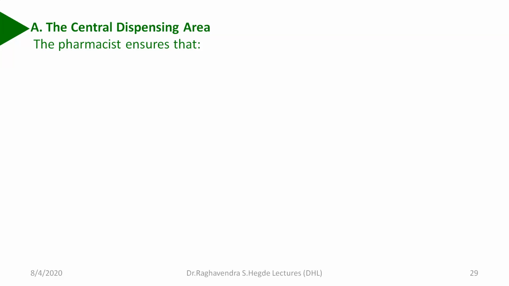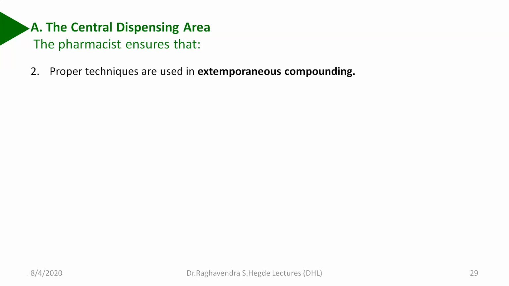Now coming to the central dispensing area, the pharmacist ensures that proper techniques are used in extemporaneous compounding of drug preparations. Extemporaneous compounding is the preparation where the drug is specially prepared by the pharmacist because an appropriate drug is not readily available. So he's preparing those, and he should see to it that the methods are properly followed and properly prepared.